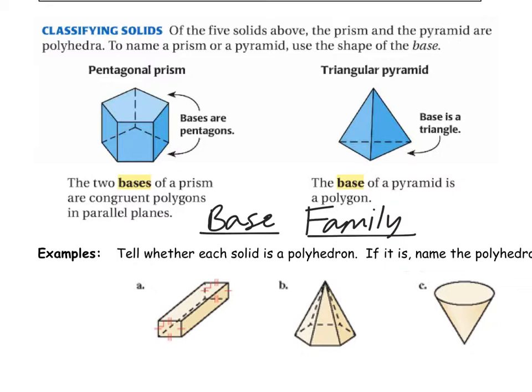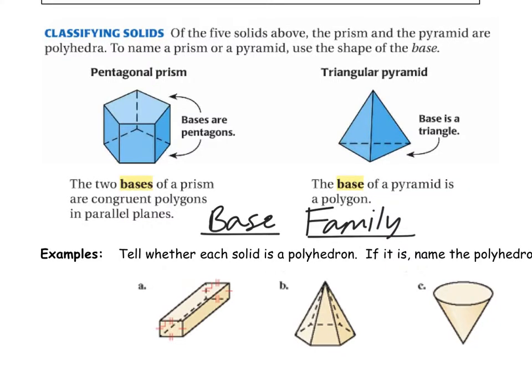So this is a pentagonal prism because the base is a pentagon and it has two bases that are polygons. This is a triangular pyramid because the base is a triangle and it goes to a point. Okay, let's name these.